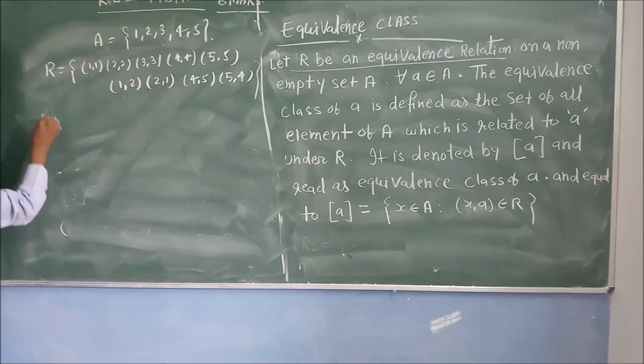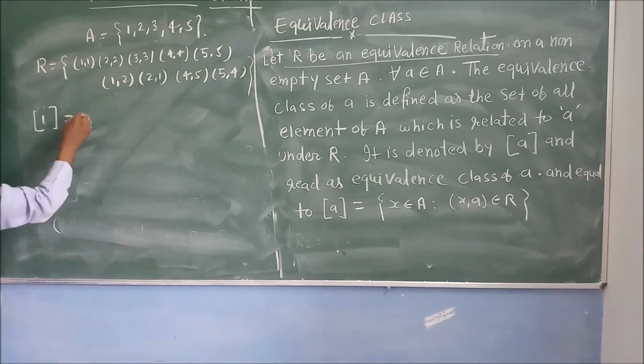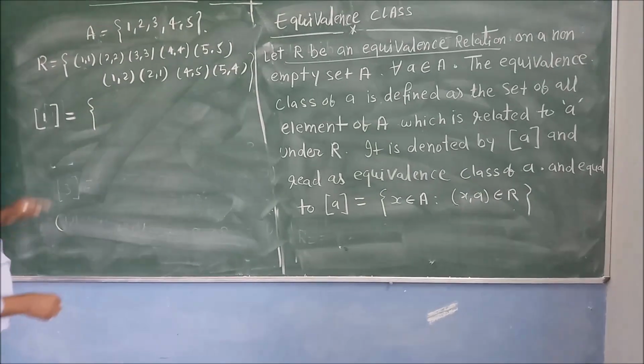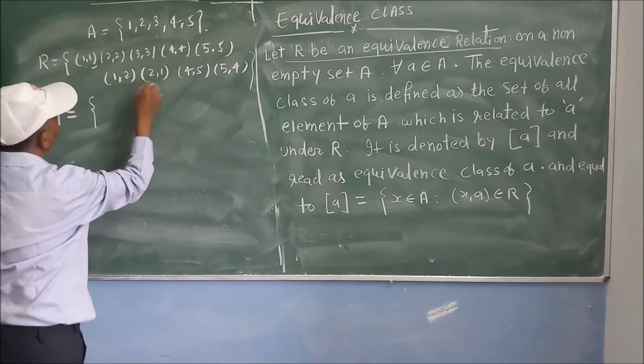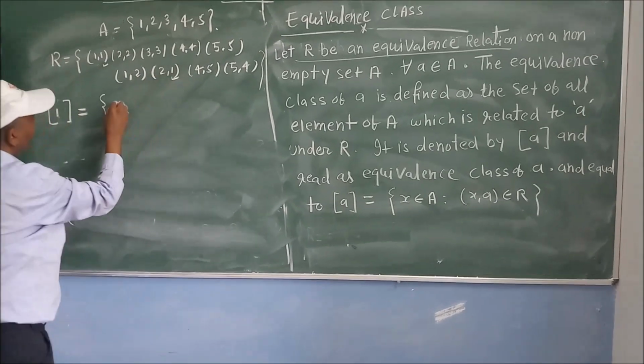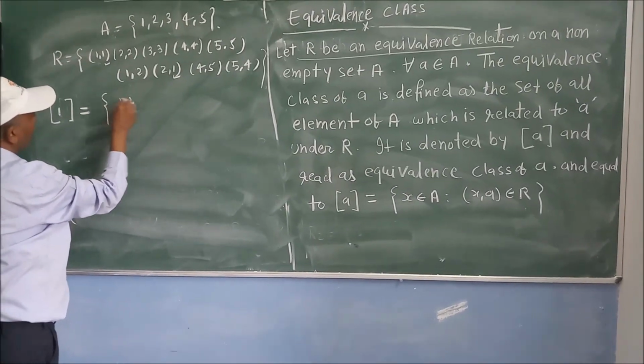Again calculate the equivalence class of 1. So this will be equal to its elements. So where is 1 at second place? Your elements will be 1 at second place, at 2 place. So elements will be 1 and 2.